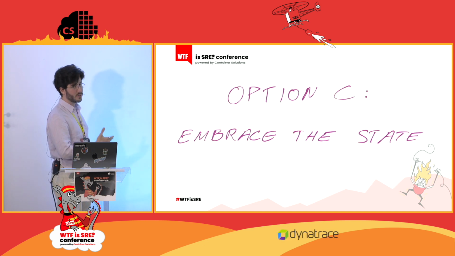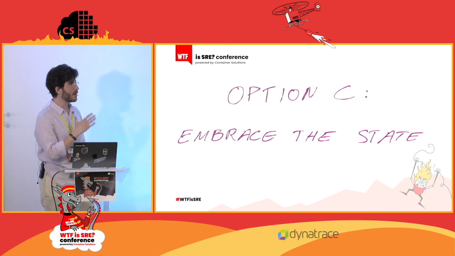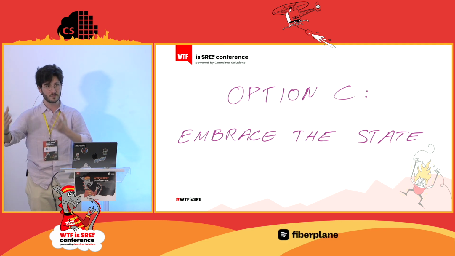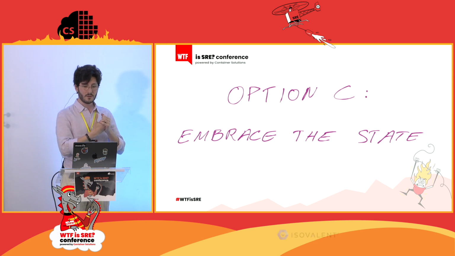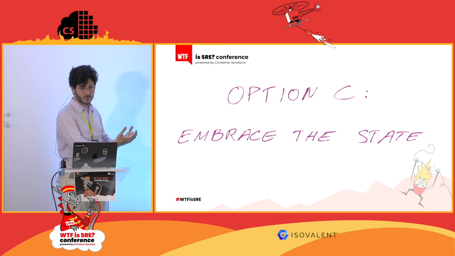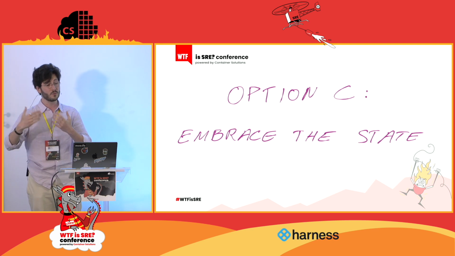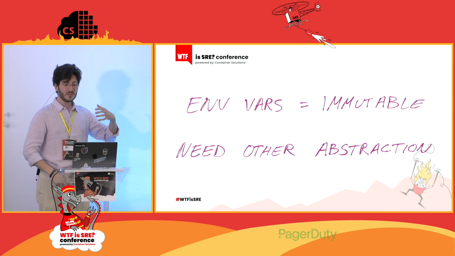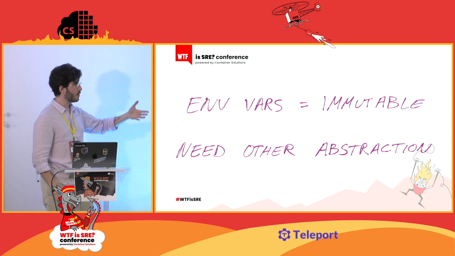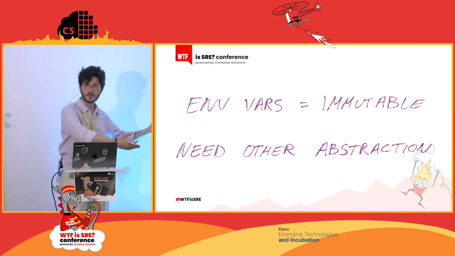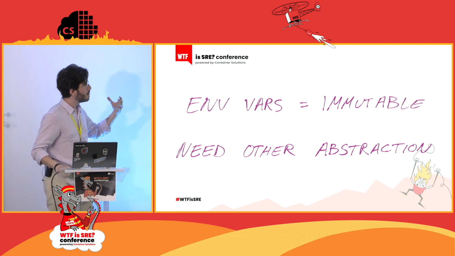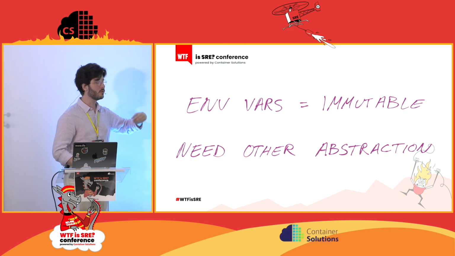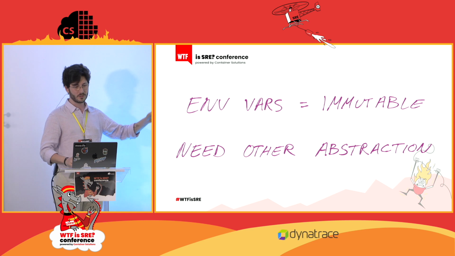And so that leads to option C, embracing the state. We can't keep our services stateless, right? But now we know our services are all stateful because of secrets. So we need our services to fetch credentials from the secret manager on a regular basis without needing to restart. We can't do this with environment variables because they're immutable, but we still need a good abstraction. We don't want our services to just poll Vault on a regular interval, because we don't want this sort of lock-in. We don't want our developers to be thinking about Vault. We just want them to be thinking about environment variables or something similar.